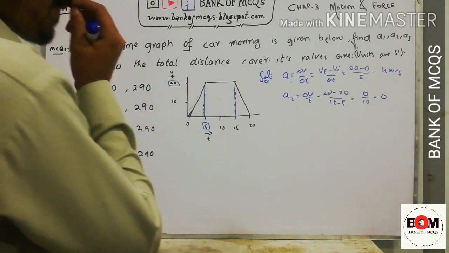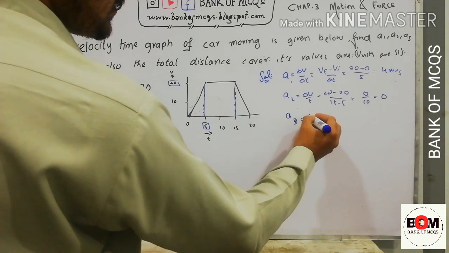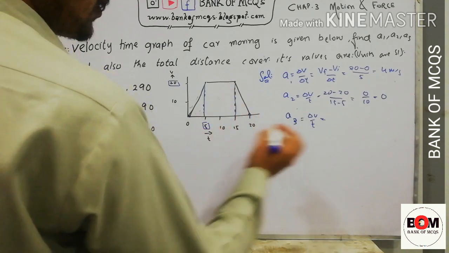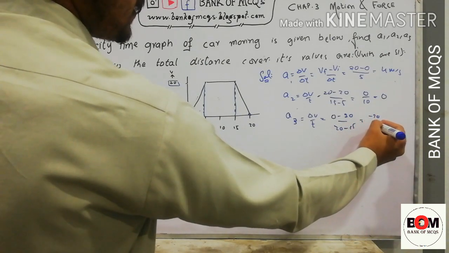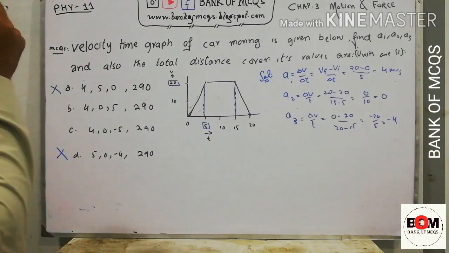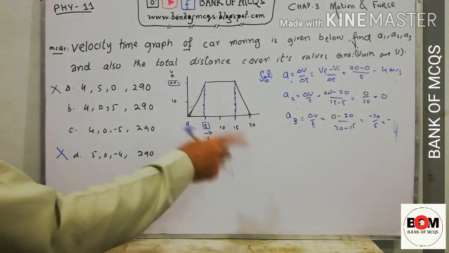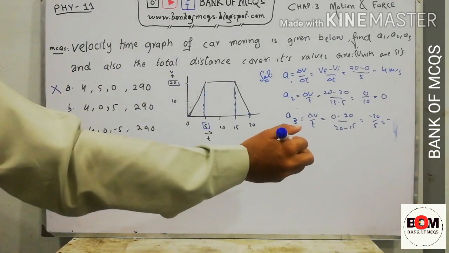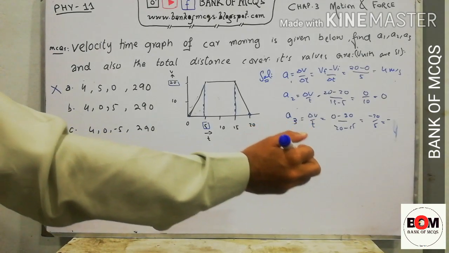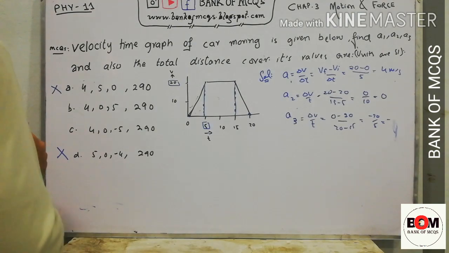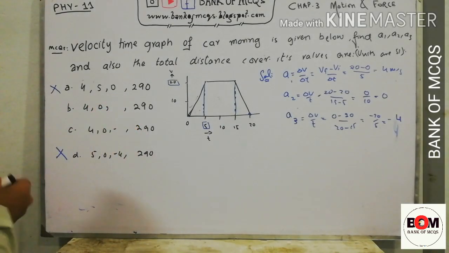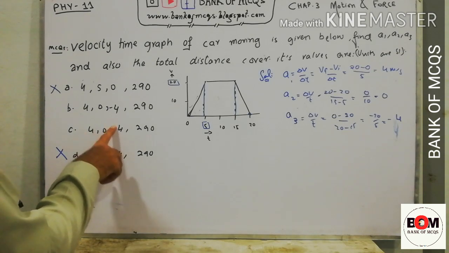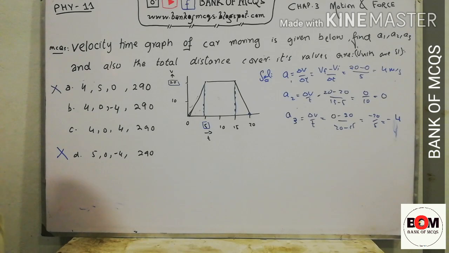The third one is a3, where a3 is equal to delta v by delta t, with final velocity 0 and initial 20. So 0 minus 20 divided by 20 minus 15, that is minus 20 divided by 5, that is minus 4. So the answer is minus 4, and this other option is wrong.